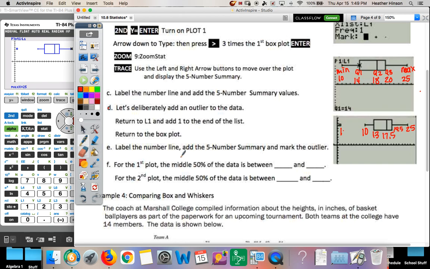So for the first plot, the middle 50% ranged between 14 and 20. For the second plot, the middle 50%, the two middle quartiles, ranged between 13 and 19.5. So it adjusts and skews our data a little bit. We have to be very careful with outliers and watch those very closely.